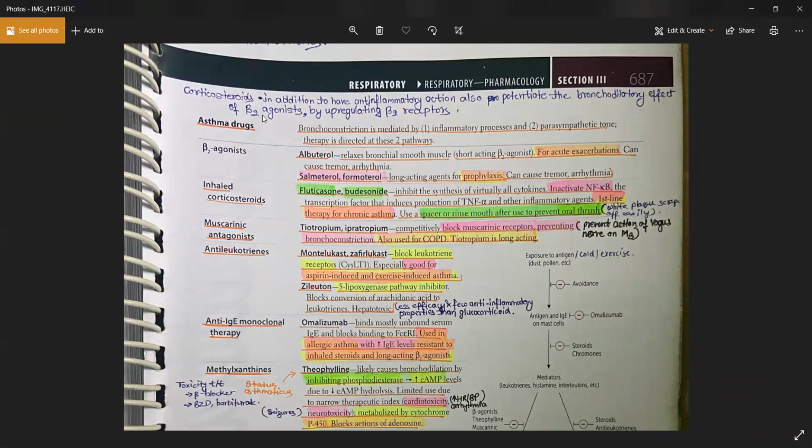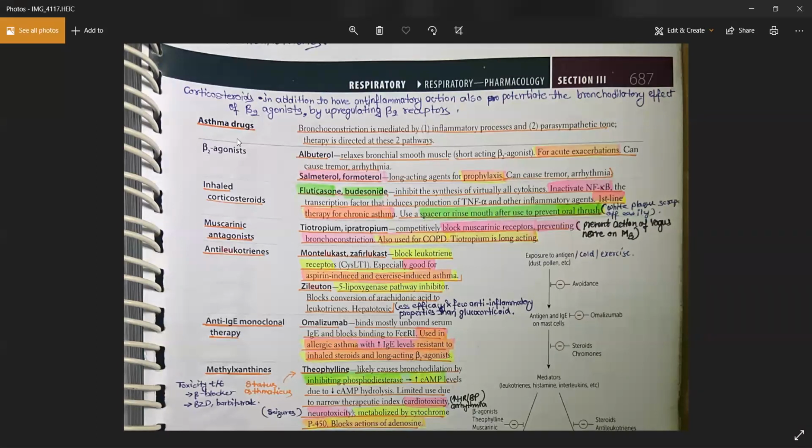The first one are the beta-2 agonists, and these are the widely used drugs for asthma treatment. You have short-acting and long-acting. Short-acting ones will be used in acute cases when a patient gets an acute attack of asthma, and they include albuterol. A, the first letter of the alphabet, means very short-acting. While salmeterol and formoterol are very long-acting agents, and that's why they are useful for prophylaxis to prevent further attacks.